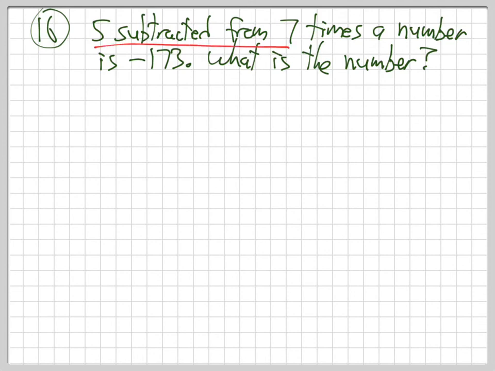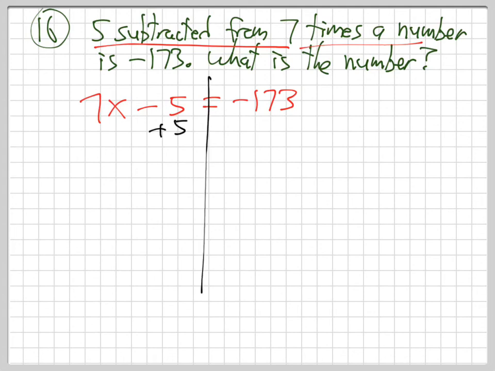5 subtracted. That means the 5's in the back. 5 subtracted from 7 times a number, 7x, is minus 173. All right, and then we solve for x. X is going to want to be alone. Add the 5.